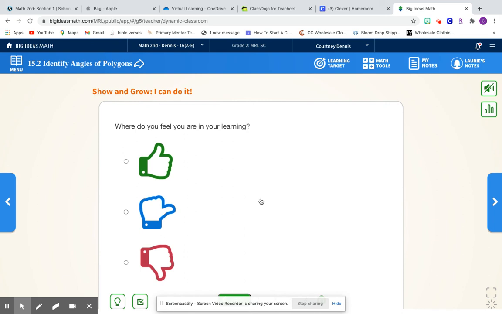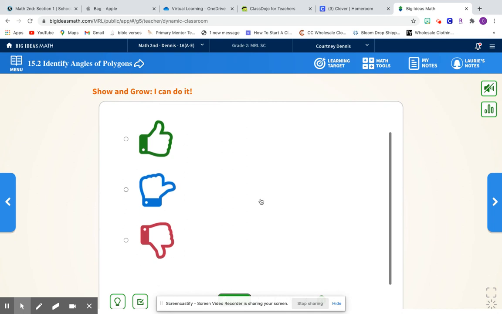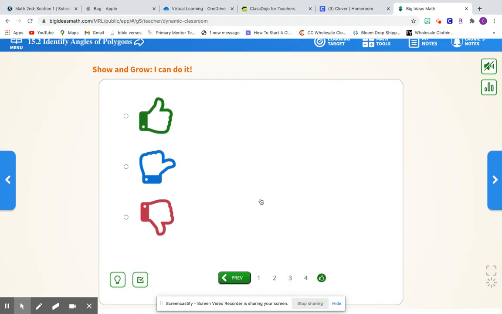So remember, your angles are where the two lines meet at the vertices. That is your angle in a shape. So you count how many angles you have, and then the right angles are the ones that are straight.